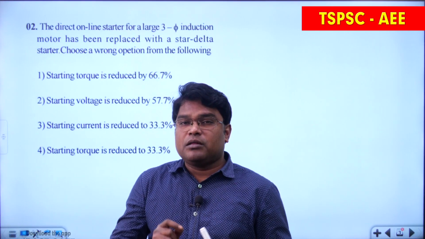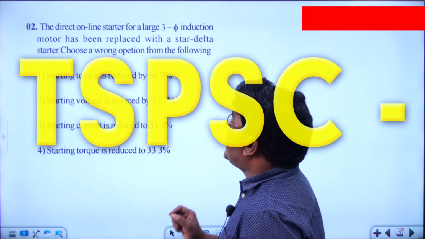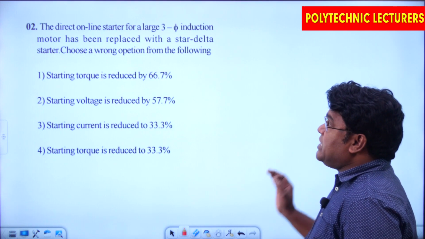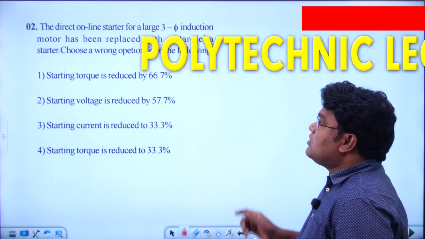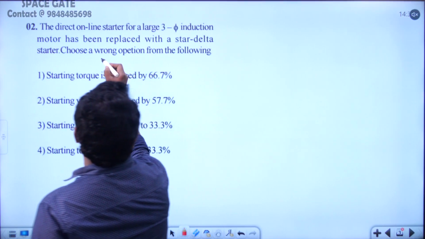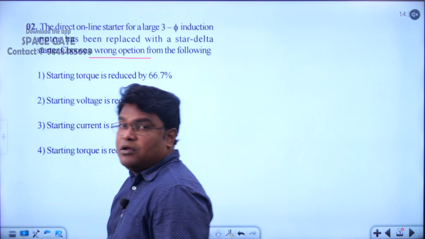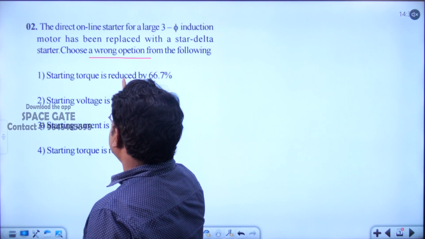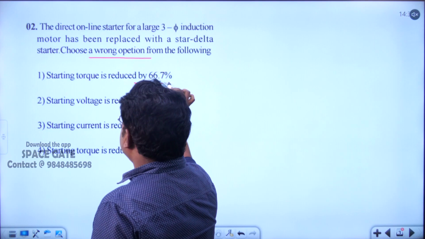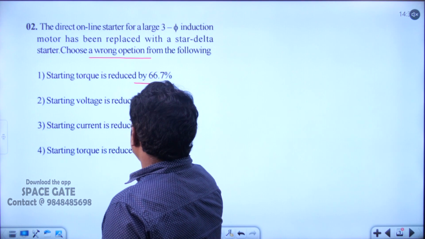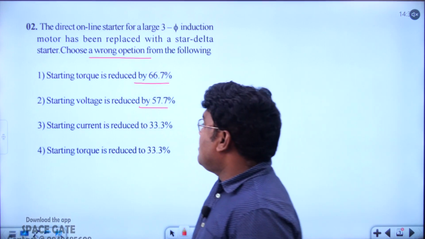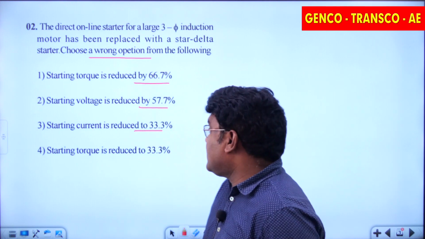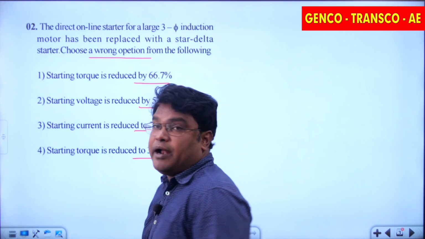Let us solve question number 3. The question is: the direct online starter for a large three-phase induction motor has been replaced with a star-delta starter. Choose the wrong option from the following. This is a very important one. We need to find out the wrong statement. One of the options given: starting torque is reduced by 66%, and starting voltage is reduced by 57.7%, and starting current is reduced to 33.3%. The starting torque is reduced to 33.3%.